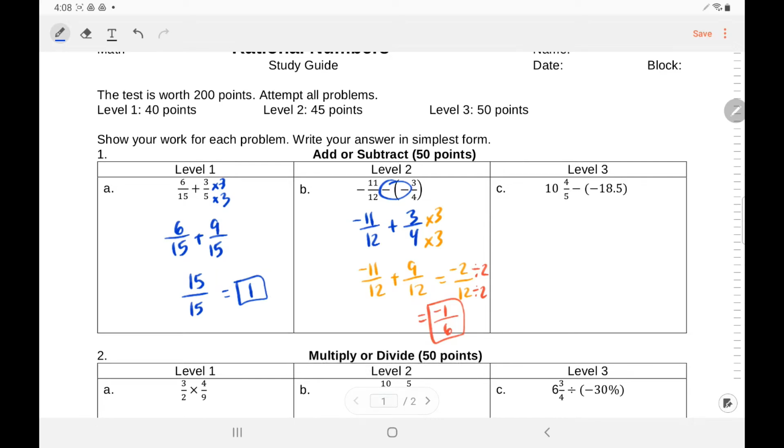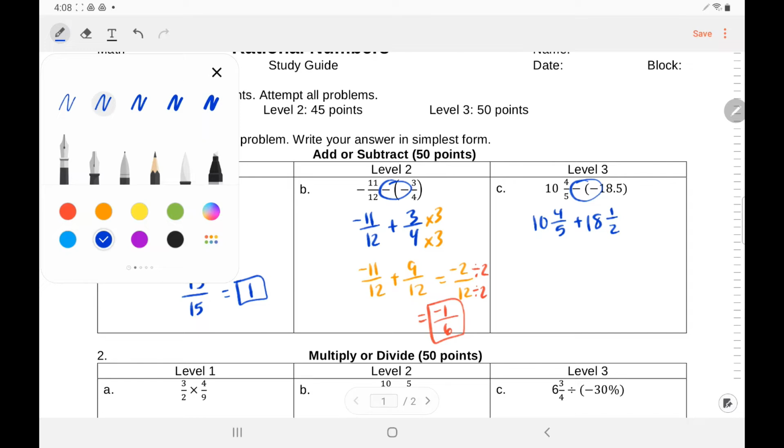So we have two different forms of rational numbers. We'll try to make them look the same. Let's say we want to change them into fractions. So circle the middle and rewrite the problem. 10 4/5 minus negative becomes a positive, and 18.5 is the same thing as 18 1/2. So remember, whenever we are adding mixed numbers, we can either change both the numbers into improper fractions, or we can try to find a common denominator between the two.